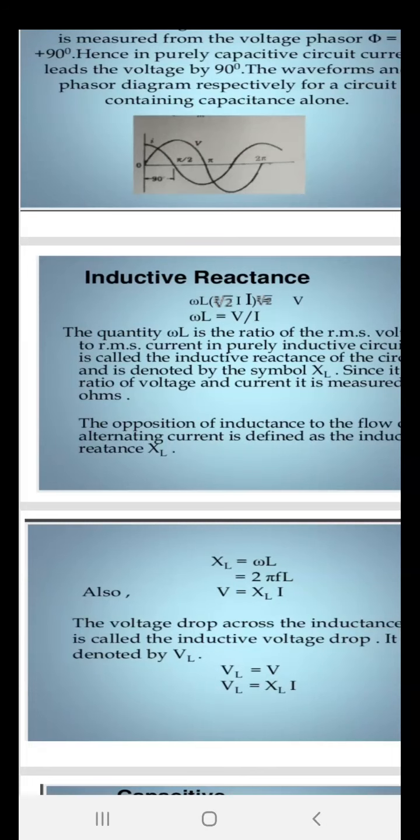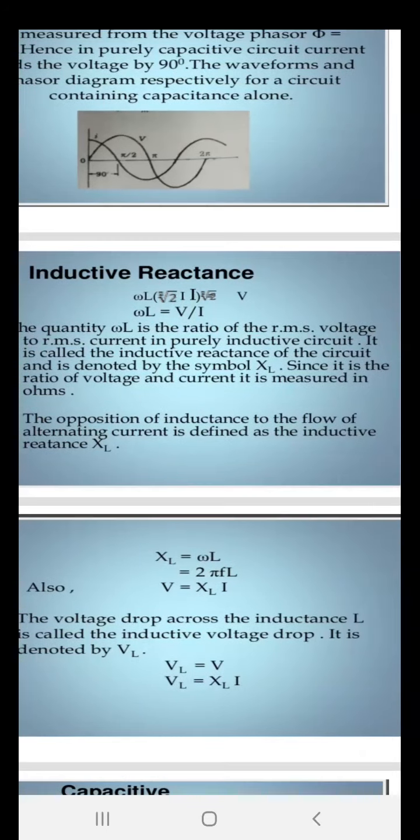Inductive reactance: X_L = ωL, that is V divided by I, the ratio of RMS voltage to RMS current. This ratio of RMS value of voltage and current is called inductive reactance, and it must be understood that the opposition of inductance to the flow of alternating current is defined as the inductive reactance X_L. X_L is equal to ωL, where ω means 2πf, so X_L = 2πfL. Then V is equal to X_L into I.